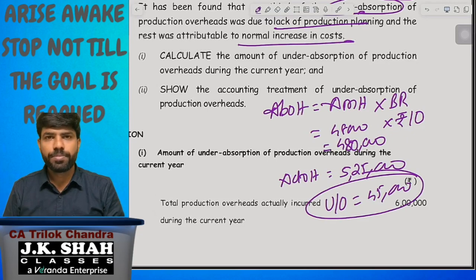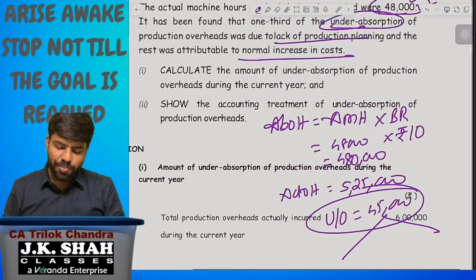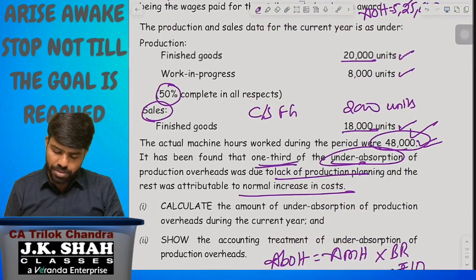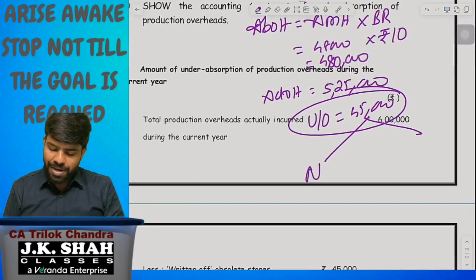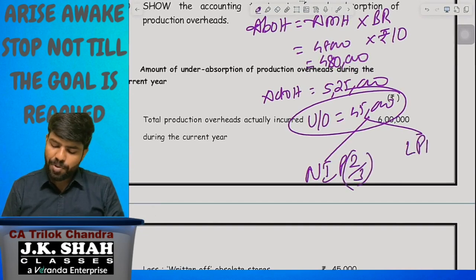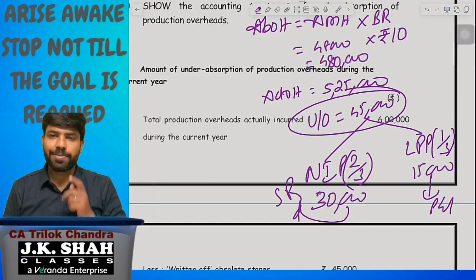Clear? Out of this, they told that one third is due to lack of production planning. The remaining is due to normal increase in prices: two third because of normal increase in prices, one third lack of production planning. So one third comes to 15,000, two third comes to 30,000. This 15,000 will be transferred to P&L and the 30,000 will be considered for the supplementary rate.